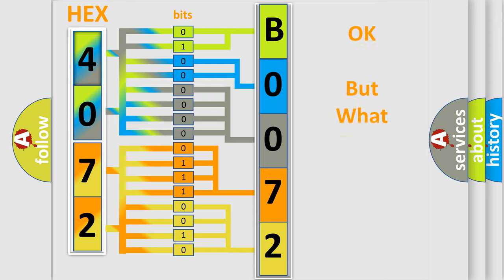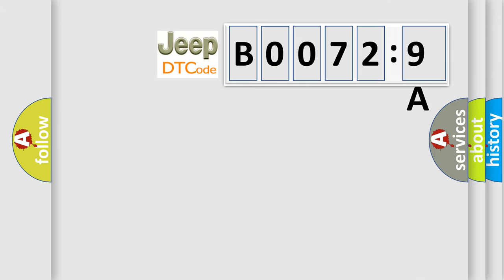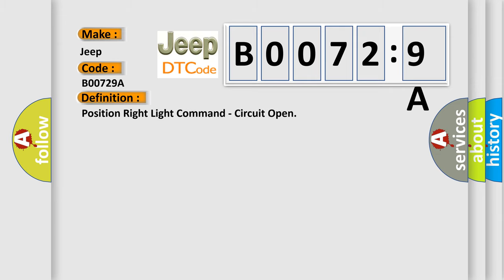The number itself does not make sense to us if we cannot assign information to what it actually expresses. So, what does the Diagnostic Trouble Code B0072-9A interpret specifically for Jeep car manufacturers? The basic definition is: position right light command, circuit open. And now this is a short description of this DTC code.